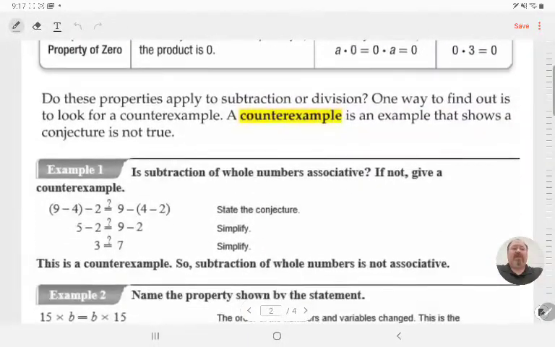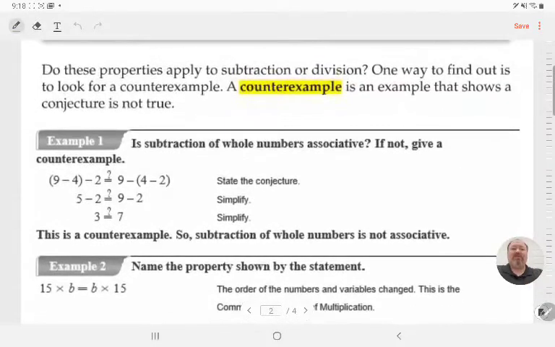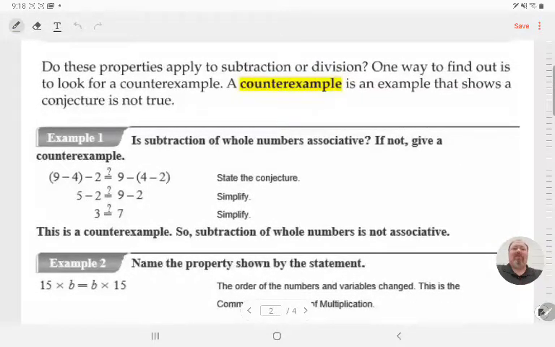Do these properties apply to subtraction or division? One way to find out is to look for a counterexample. A counterexample is an example that shows a conjecture is not true. Okay, so we're trying to figure out whether something is true or not true. And if it's not true, we need to supply a counterexample.